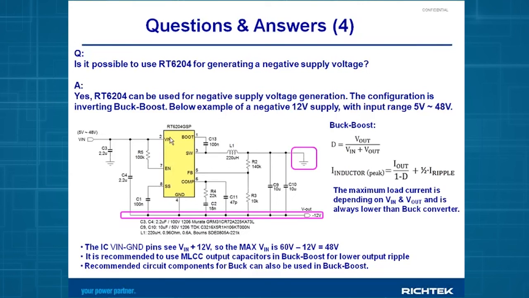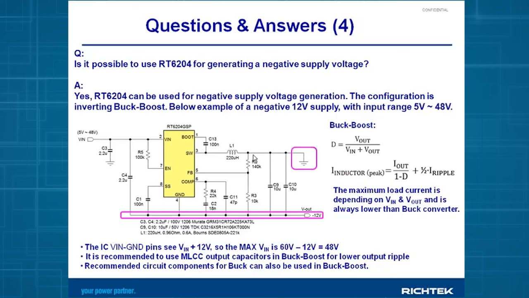Basically, what you have to take care of when you use the IC in this configuration is that the total voltage between the V-in pin of the IC and the ground pin of the IC is the input voltage plus the negative output voltage, which is higher. So totally, the maximum input voltage that you can reach with this application is 60 volts, the rated IC voltage, minus the output voltage, in this case 48 volts.